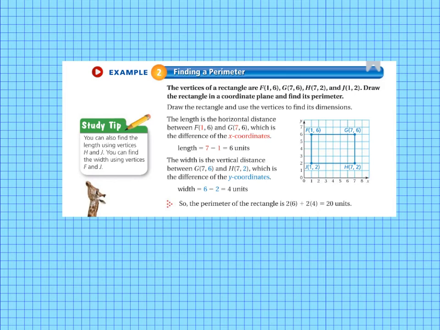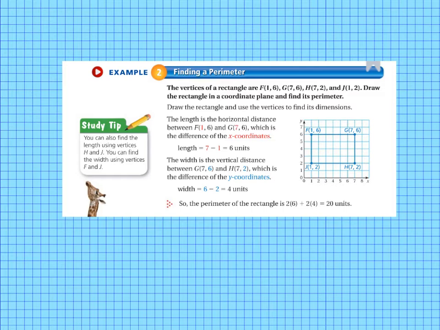Example 2, we're finding a perimeter. The vertices of a rectangle are F(1, 6), G(7, 6), H(7, 2), and J(1, 2). The question is asking us to draw the rectangle in a coordinate plane and find its perimeter. So it says, draw the rectangle and use the vertices to find its dimensions. The length, so this is step 1. We are finding the length of the rectangle, which is the horizontal distance between F and G.